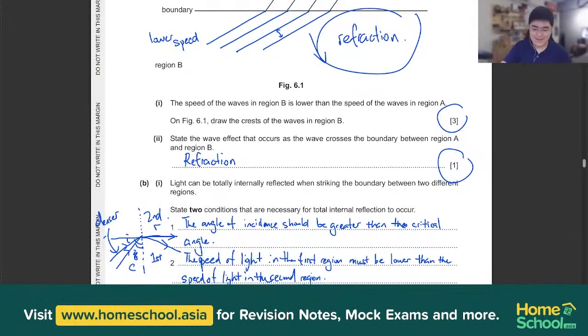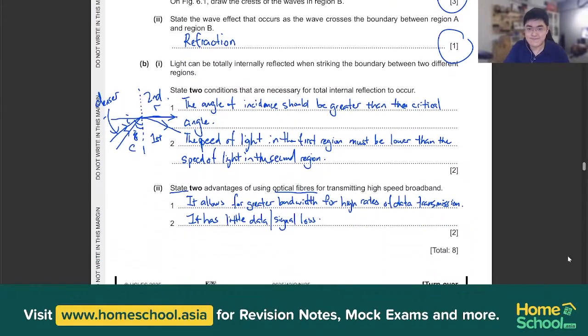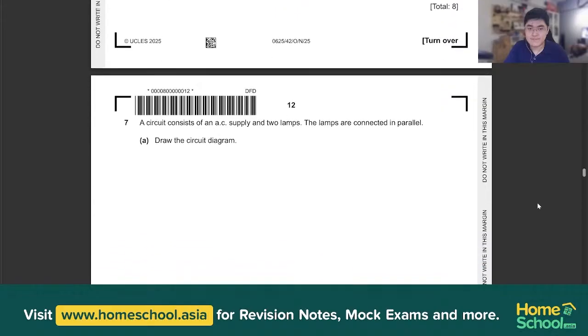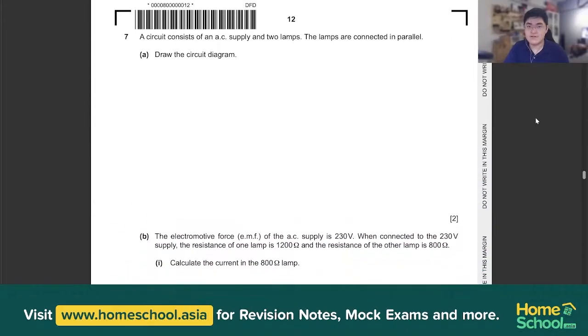There we go. All right, welcome back, everybody. So let's continue with the next part of the question, question 7A. The circuit consists of an AC supply with two lamps, and the lamps are connected in parallel. So we are to draw the circuit diagram.